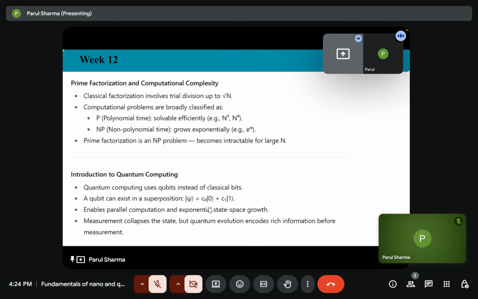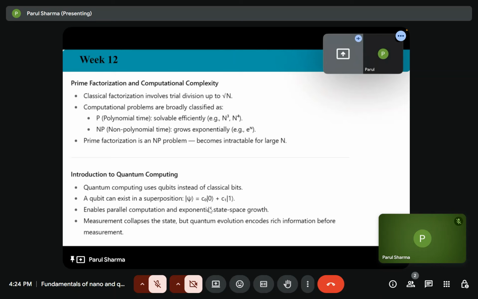So in computer science, there are two types of problems: polynomial and non-polynomial type. That is NP and P. So the complexity of the problem increases with N.